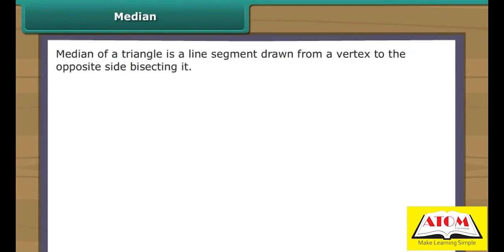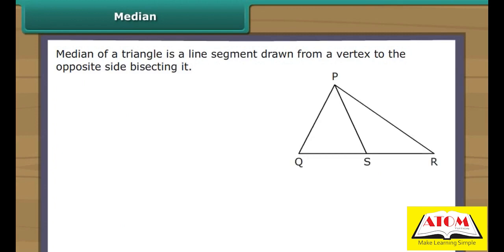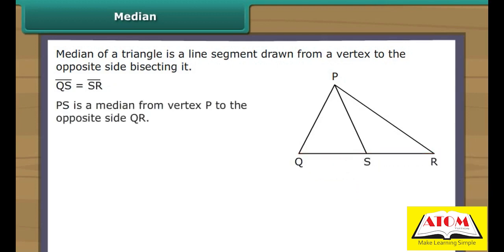Median. Median of a triangle is a line segment drawn from a vertex to the opposite side bisecting it. In the figure, line segment PS is drawn from the vertex P to the opposite side QR. It divides QR into two equal halves. Therefore, PS is a median from vertex P to the opposite side QR. A triangle has three medians, one from each vertex.